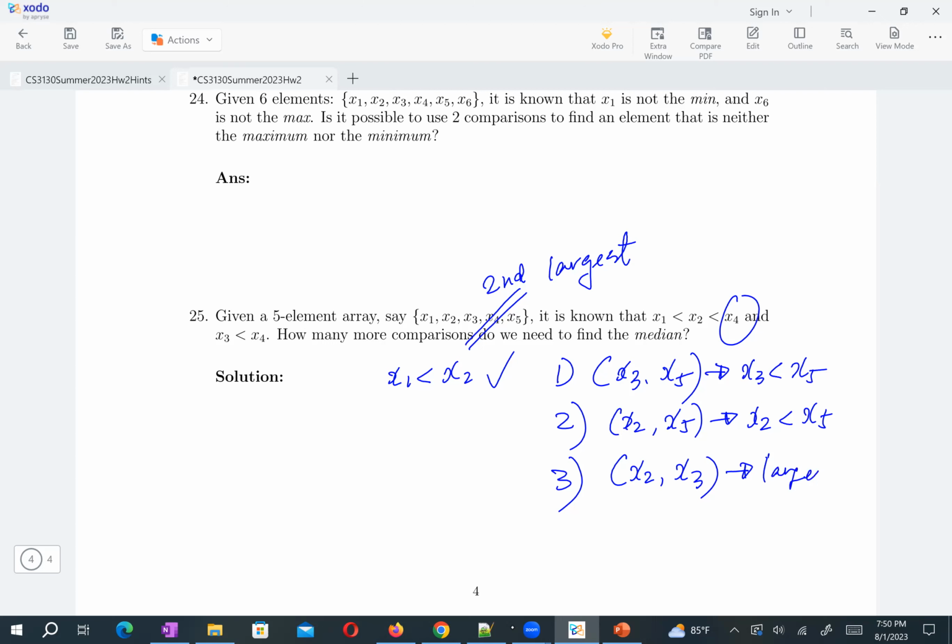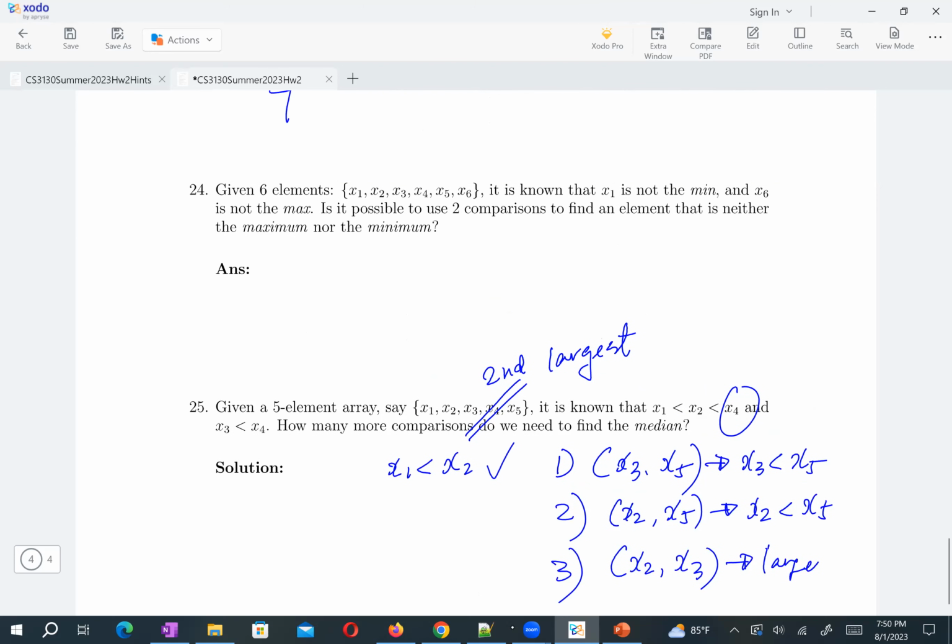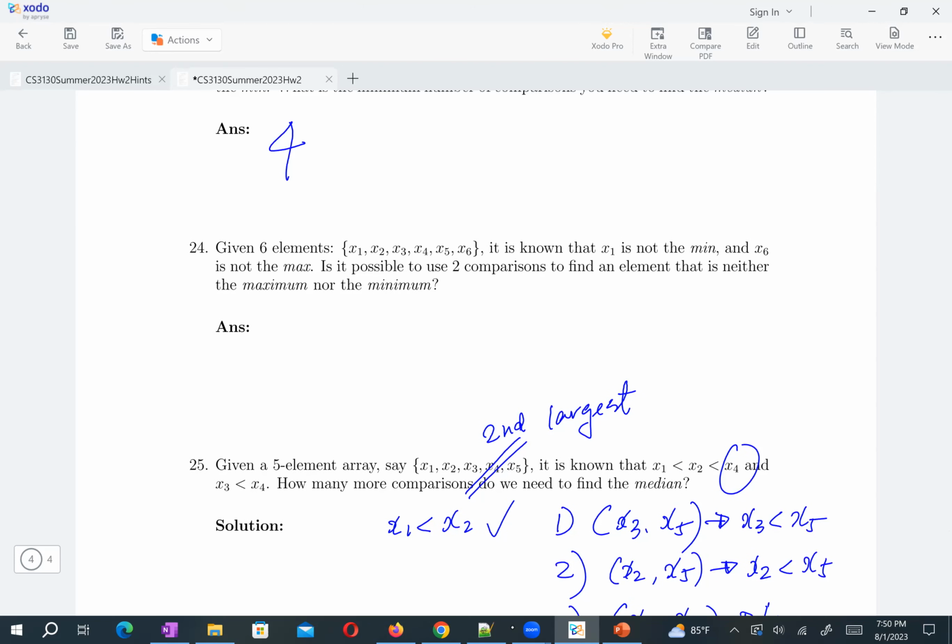So that was number 25. The last one is number 24. We have 10 minutes, so it's enough. I treat this as the hardest one, but not too hard. I think you can handle it.